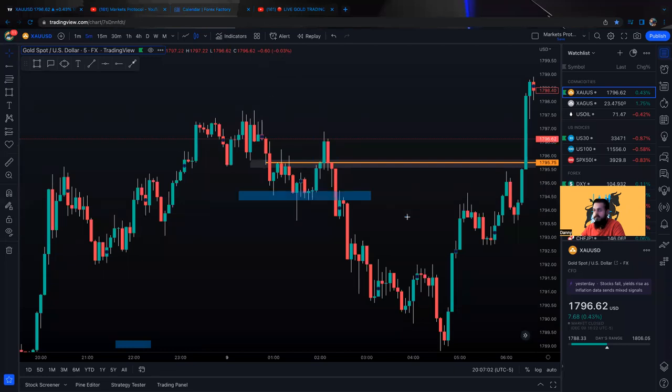That means we're going to break below previous supports. We broke below previous supports right here. And then we have done a retest. Ladies and gentlemen, we have done a retest right here. Price broke below support. We have formed new lows right here.